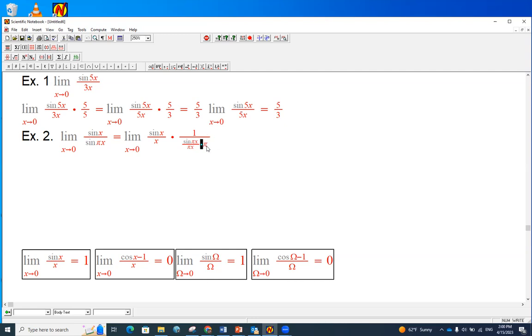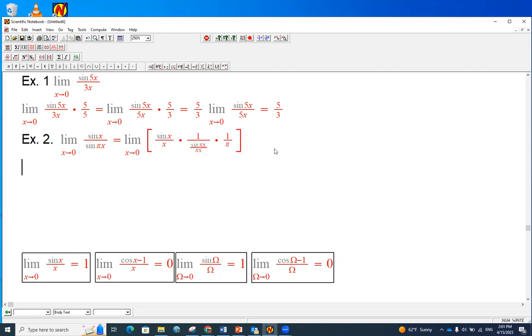So now I'm going to put the pi. I can put the pi over here. That's 1 over pi. Be careful that when you get to these steps, you have to know exactly what you're doing. But you can always check. You can always check and verify.